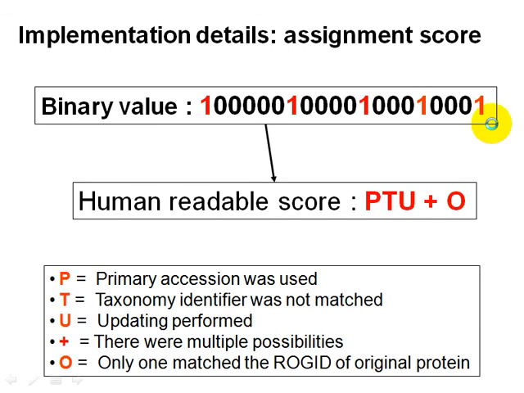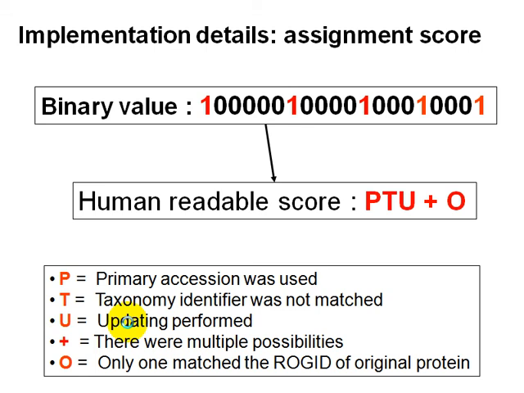In this case here, we have a human readable score. The assignment score is PTU plus O, meaning that we started with the primary accession that was provided to us by the interaction database. However, we noticed that the taxonomy identifier that was given by the interaction database didn't match what we expected to find. We tolerated that, but we changed the taxon identifier that was associated with the interactor. The primary accession that we received was outdated, as indicated by the U here, and this is probably a UniProt accession that needed to be updated.